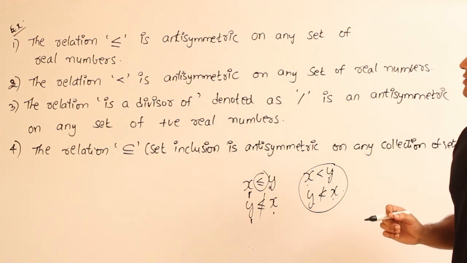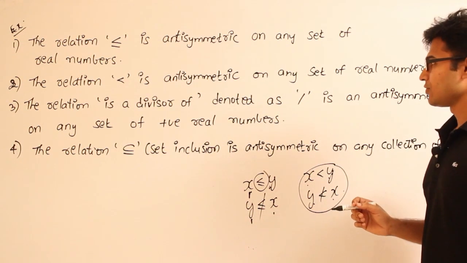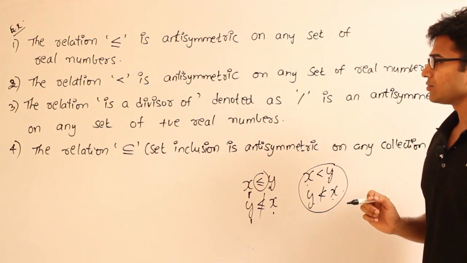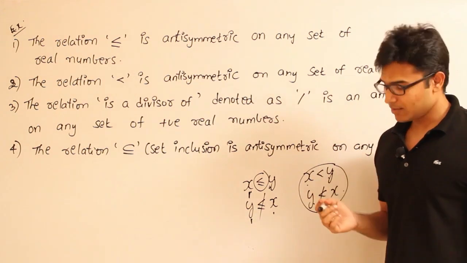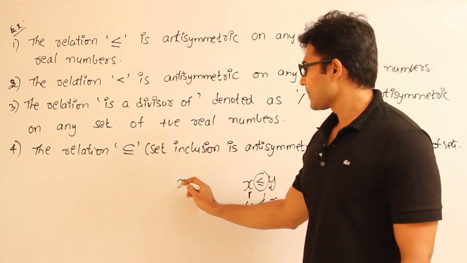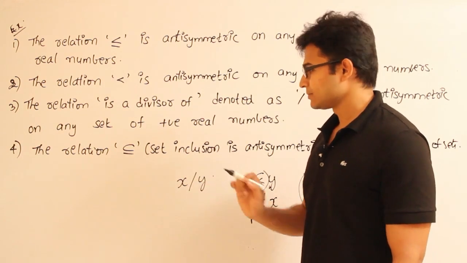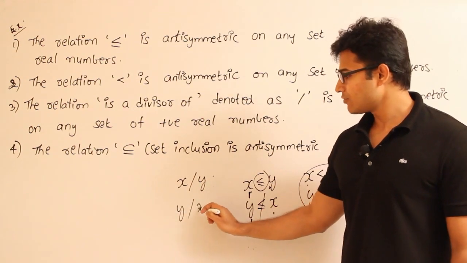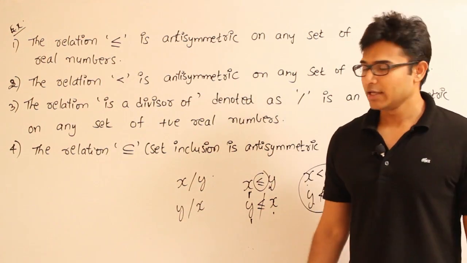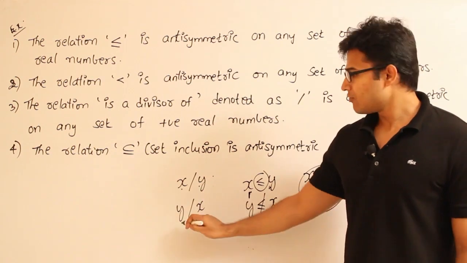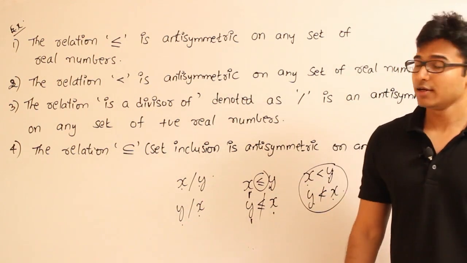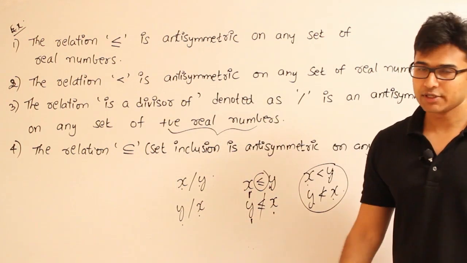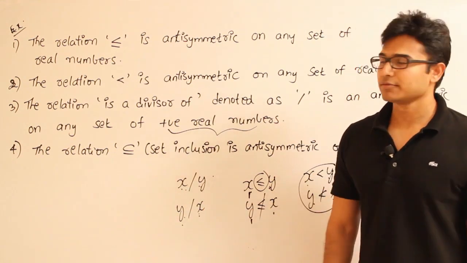Okay. And the next one is the relation is a divisor of, denoted by slash, which is an antisymmetric relation on any set of positive real numbers. So this third point says that if x is a divisor of y, then y cannot be a divisor of x. True, isn't it? If x divides y, then y will not divide x, right? But see that the domain is defined as the set of all positive real numbers only, which means x and y should be positive. Got it?